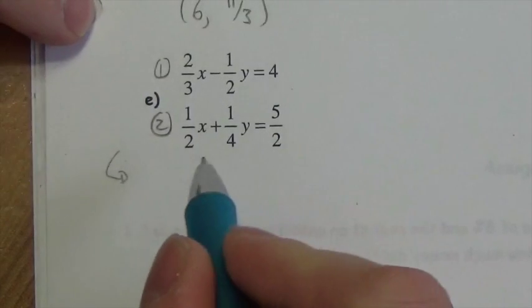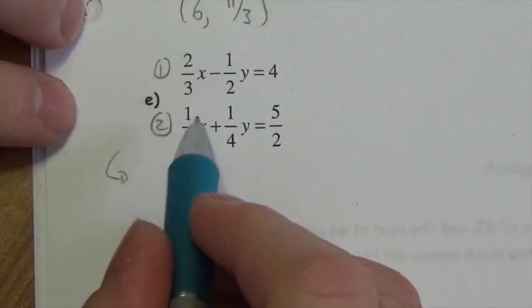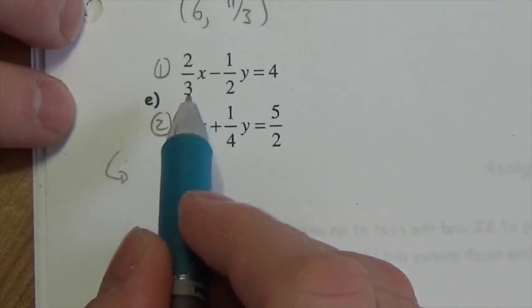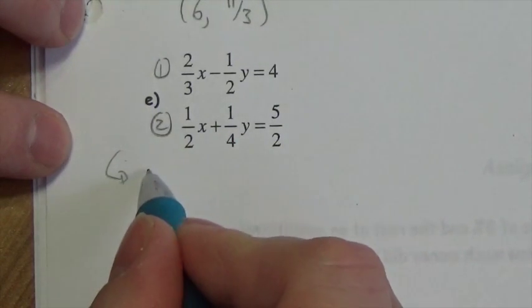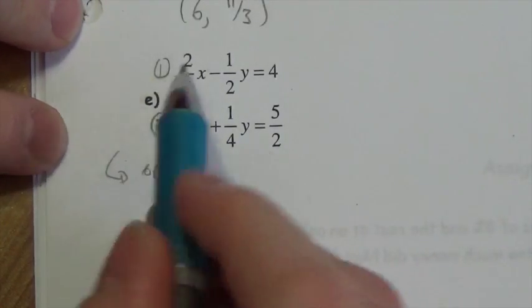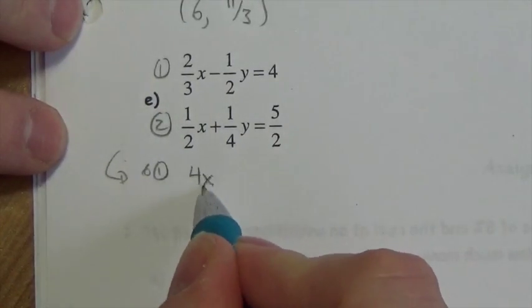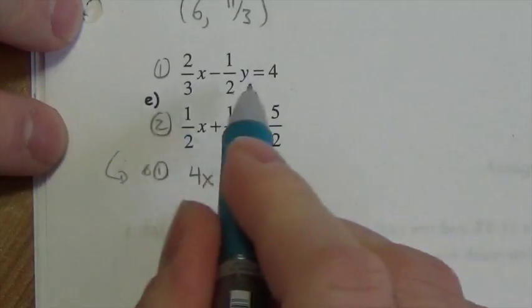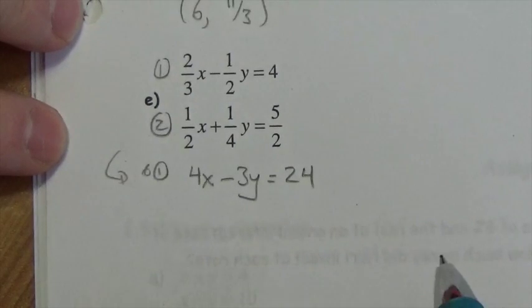Okay, and what I'm going to do is first of all, notice in my first equation, I've got denominators of 2 and 3 here. I'm going to multiply equation 1 by 6. Okay, 6 times 2 thirds is going to be 4. 6 times negative 1/2 is negative 3. 6 times 4 is 24. And there's my new equation 1.